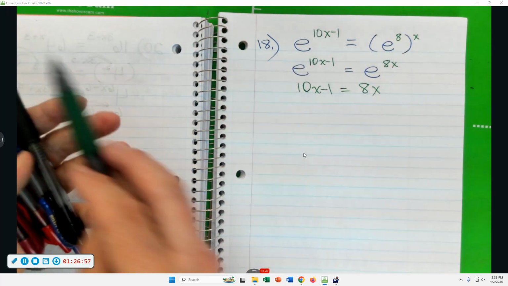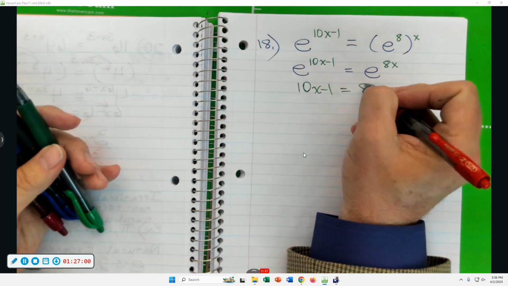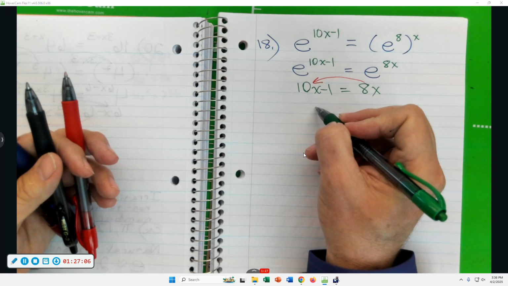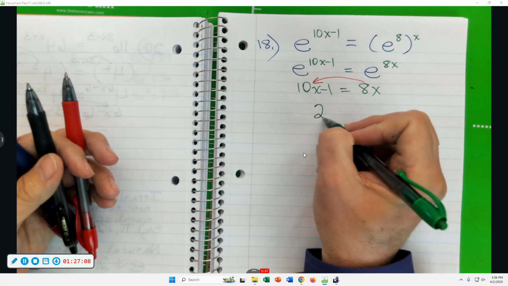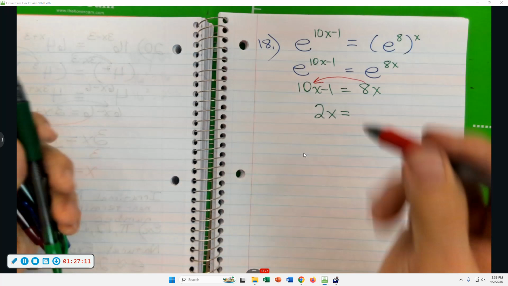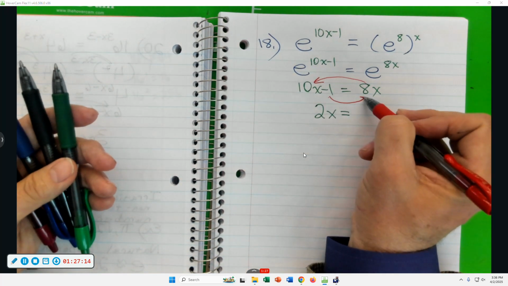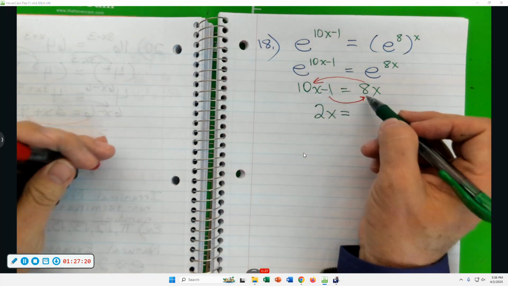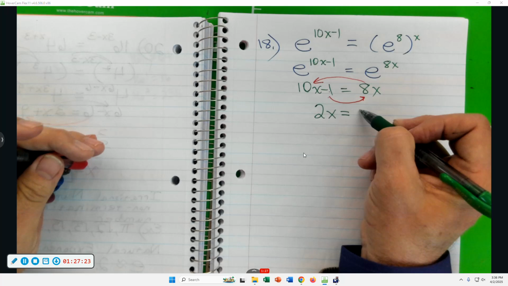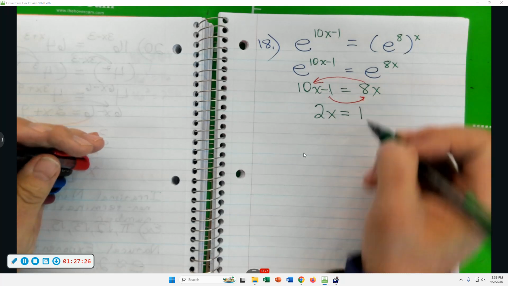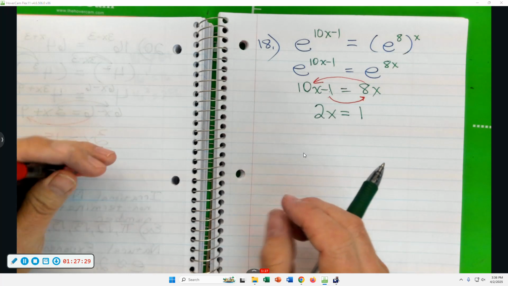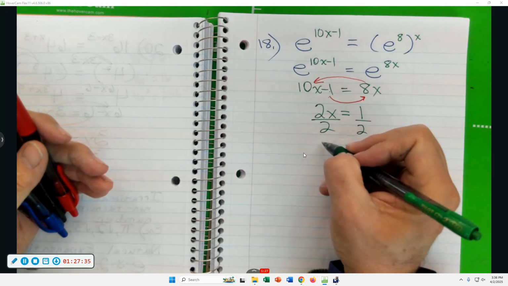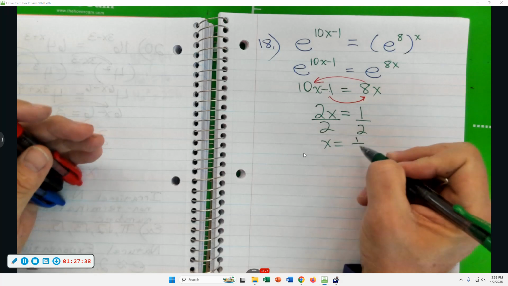How about we subtract 8x from both sides? 10x minus 8x gives me 2x equals, and then here I'm moving the negative 1 over. That's going to make it a positive 1. So x equals 1/2.